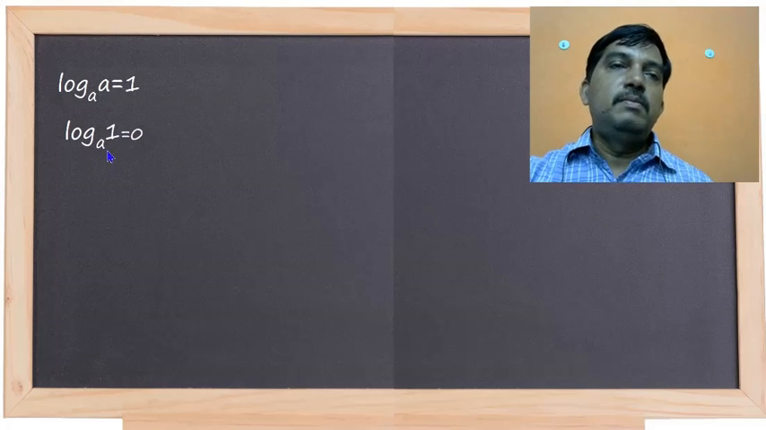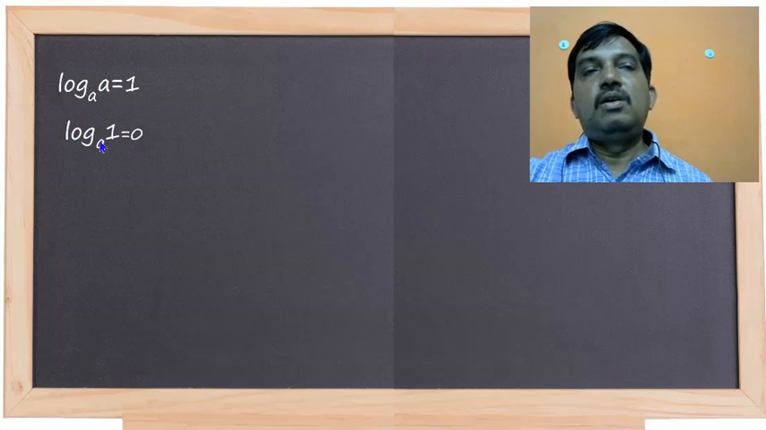Here, whatever may be the base a, logarithm of 1 to the base anything is equal to 0, and many times we will use this result. And remember this result: logarithm of 1 to the base a is equal to 0.